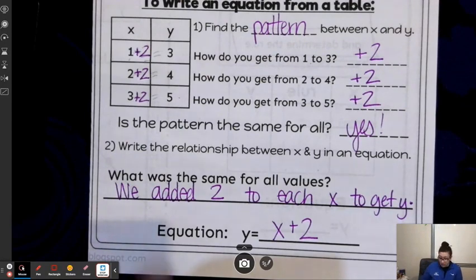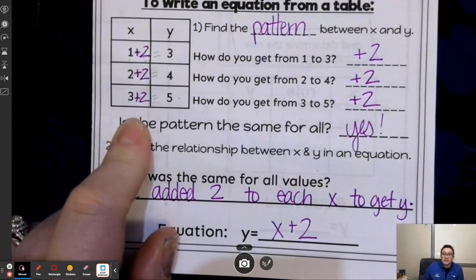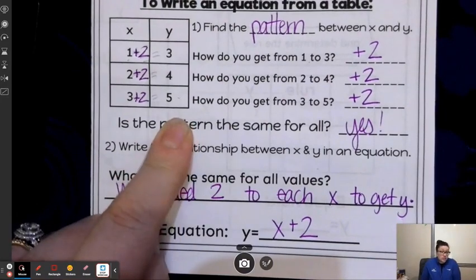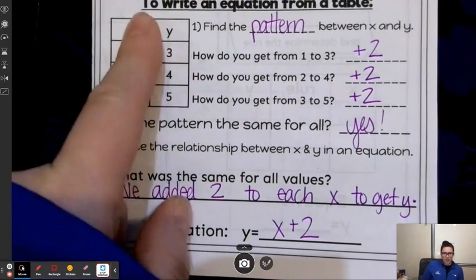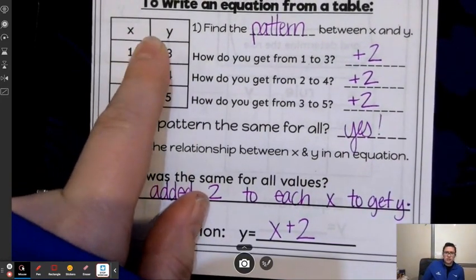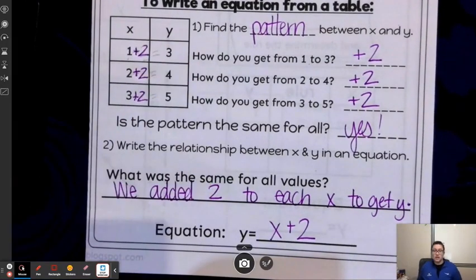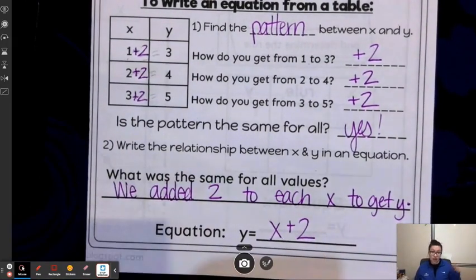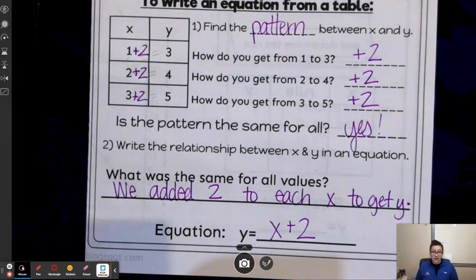It doesn't matter if we go to 100. If my x is 100, if I add 2, its y is going to be 102. If I go backwards to 0, 0 plus 2 would be 2. So we use these equations to help us see other numbers that aren't on the table. If you've gotten that written down, let's go ahead and flip to the next page.